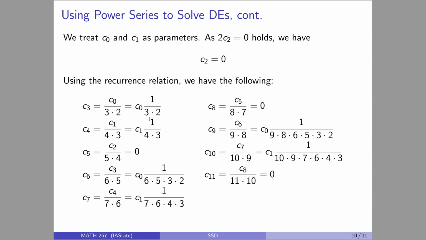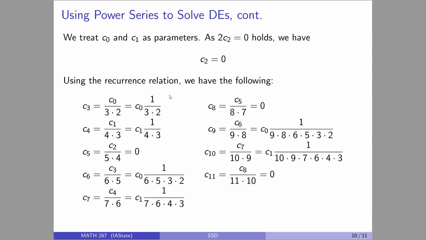Okay, so C4 will just be C1 times 1 over 4 times 3. I'm leaving it multiplied out. If you want the actual concrete numbers, go ahead. Now, C5, we see something interesting happen, because C5 is going to be based off of C2, right? It's a recurrence relation. It's telling me how to get to the next term based on the previous ones. Well, C2 is 0, so that means C5 is 0.